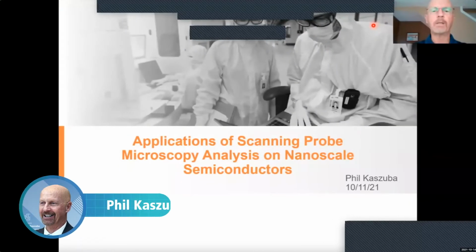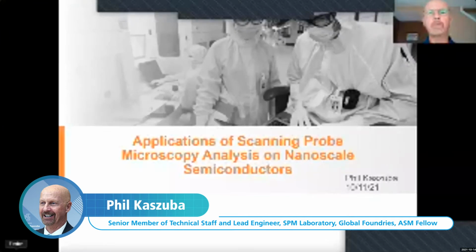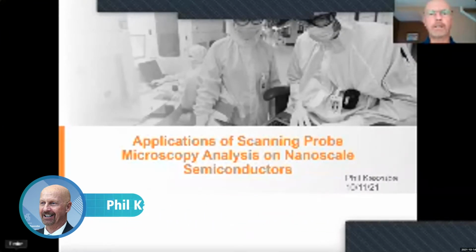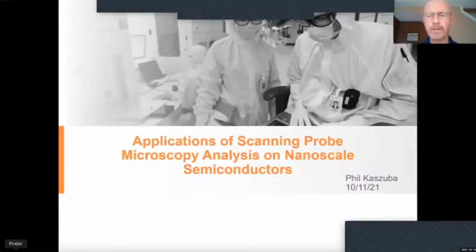The semiconductor industry continues to evolve at a rapid pace, and with each new generation of technologies, there is the need to provide analytical support for these technologies, right from their original inception, right through to manufacturing to failure analysis. So what I'm going to talk about briefly is the applications of scanning probe microscopy analysis and how some of the different SPM methods can be applied for advanced semiconductor analysis.